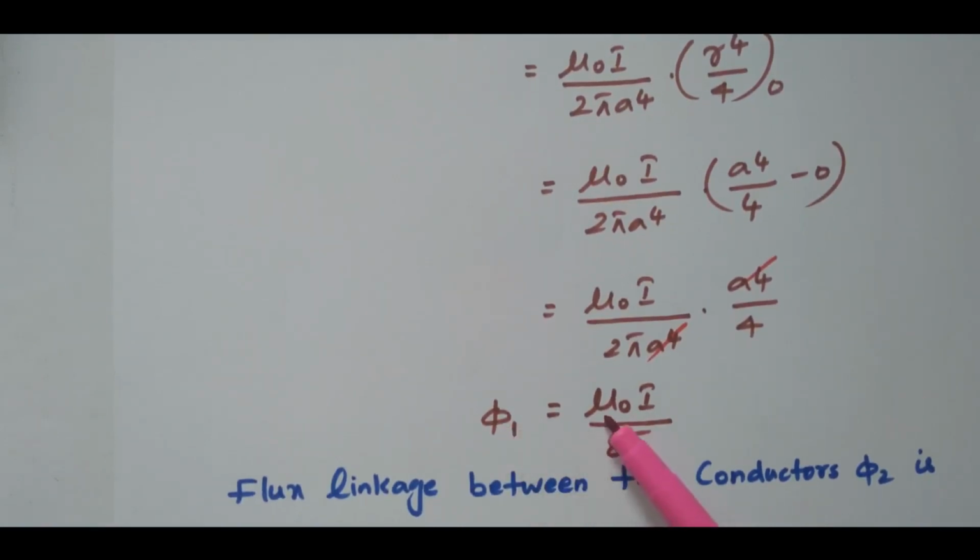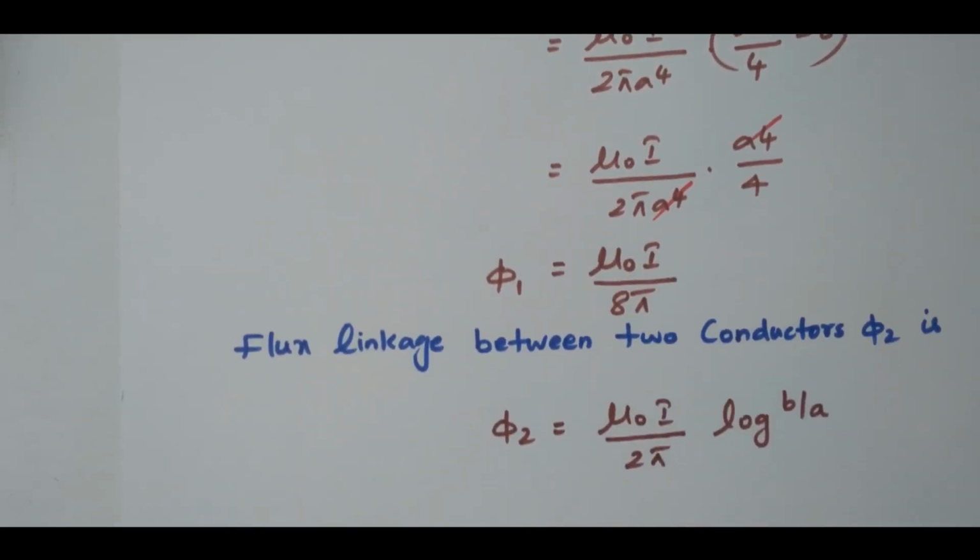φ1 equal to mu naught I, 2 pi into 4 is 8 pi. φ1 equal to mu naught I divided by 8 pi. So this φ1 is nothing but the flux due to the solid conductor alone, right? Now we need to find the φ2 value. What is φ2? The flux linkage between two conductors.